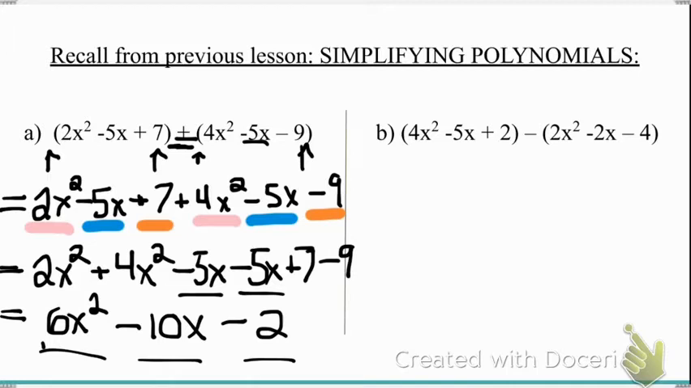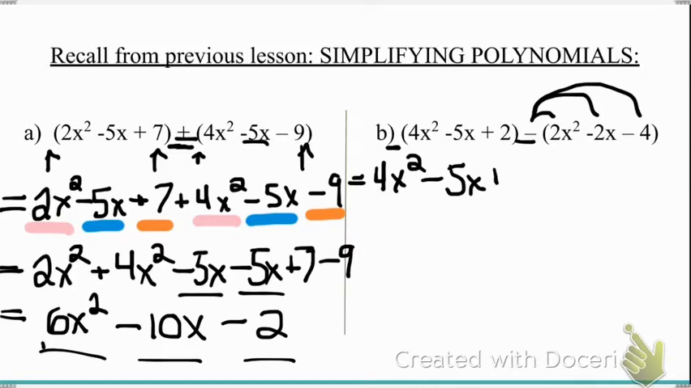Okay, so for the second one, this one's a bit more tricky because we have a negative sign in the middle. So we have to multiply that negative sign to each term in that second one, and it's going to flip the sign. So when we multiply it in, we can then drop the brackets. This first one has a positive in front of it, so we can drop the brackets right away. So I've got 4x squared minus 5x plus 2.